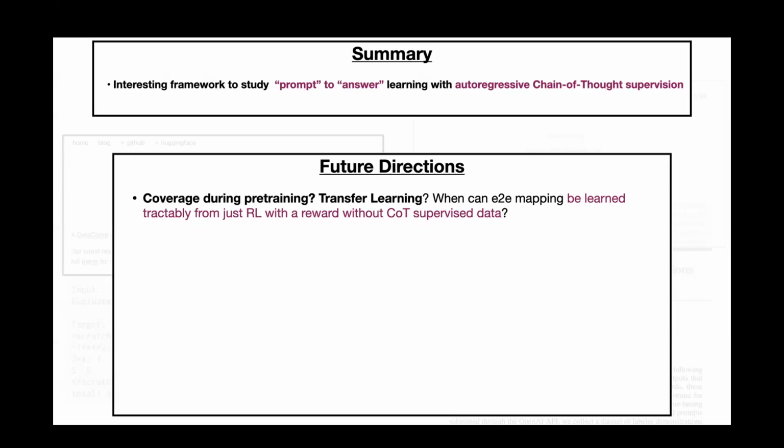What we are presenting here is a very interesting framework to contrast between these two approaches and try to see what is the intermediate regime that people are currently working in. One reason that you want to move away from CoT supervision is that it is very expensive. It's very hard to come up with this type of rich supervision.